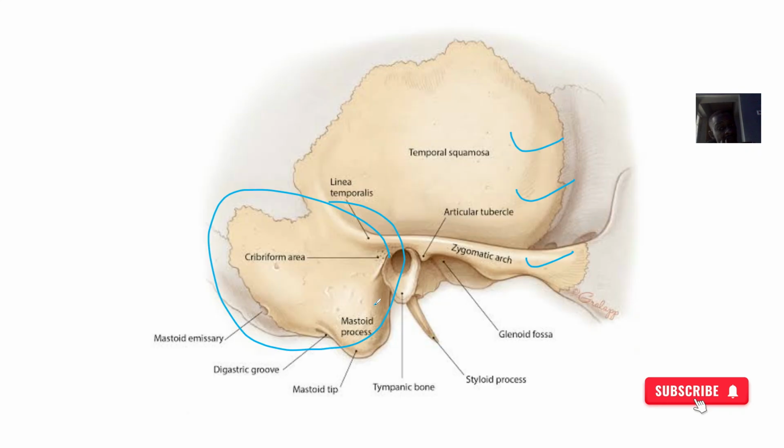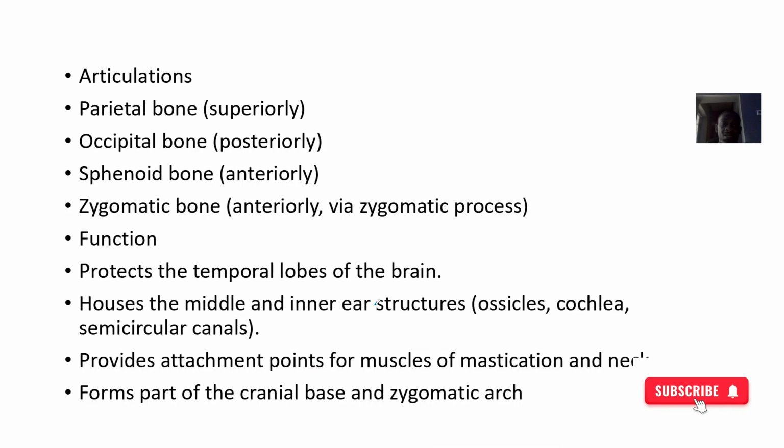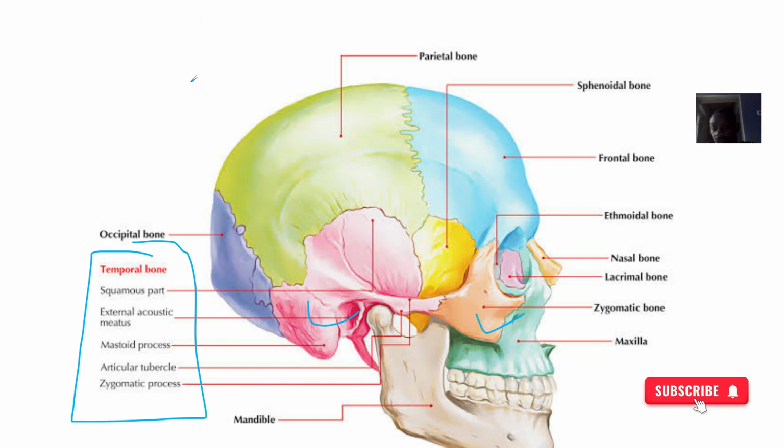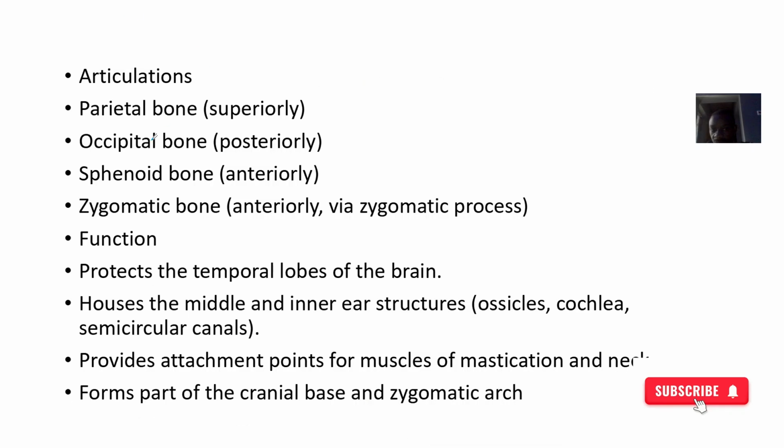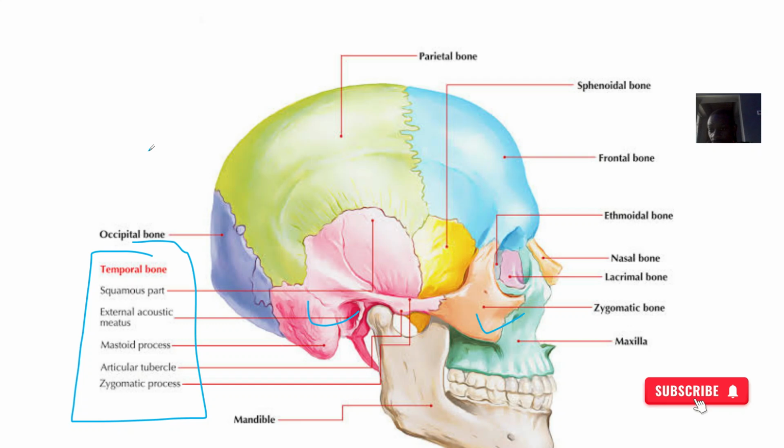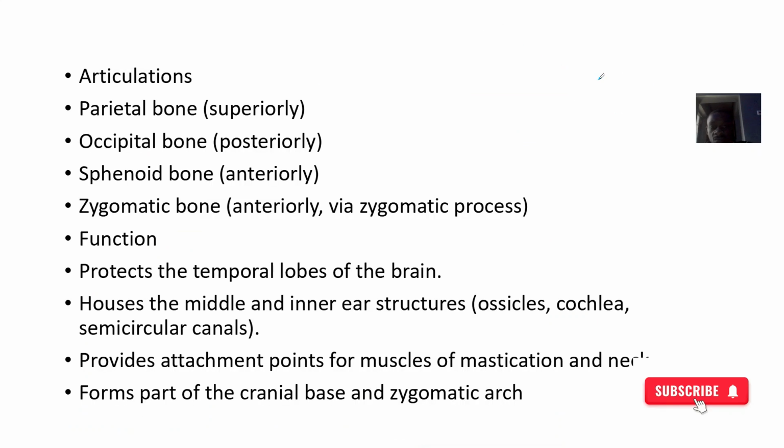Seen it? Okay, so that's what we got. So articulations above, they will join with, okay, with the parietal bone. Okay, then at the back they join with the occipital bone. At the front they join with the sphenoid bone. Sphenoid. Okay, then anteriorly also the zygomatic process.